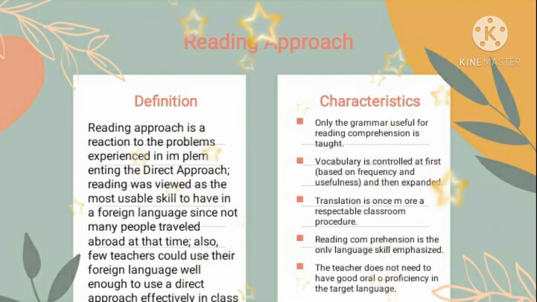And then, for the characteristics, only the grammar useful for reading comprehension is taught. Vocabulary is controlled at first based on frequency and usefulness and then expanded. The next is translation is once more a respectable classroom procedure, and reading comprehension is the only language skill emphasized, and the last is the teacher doesn't need to have good oral proficiency in the target language.